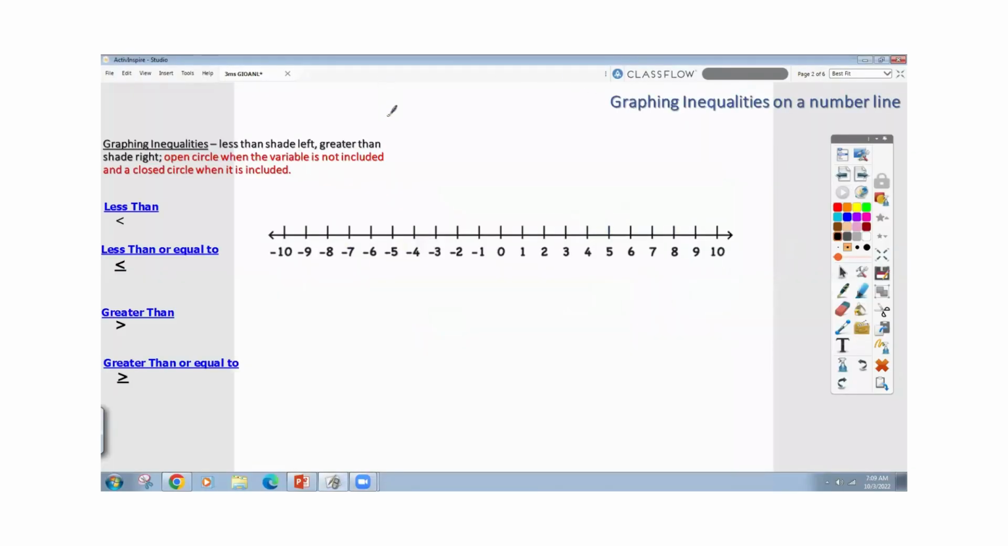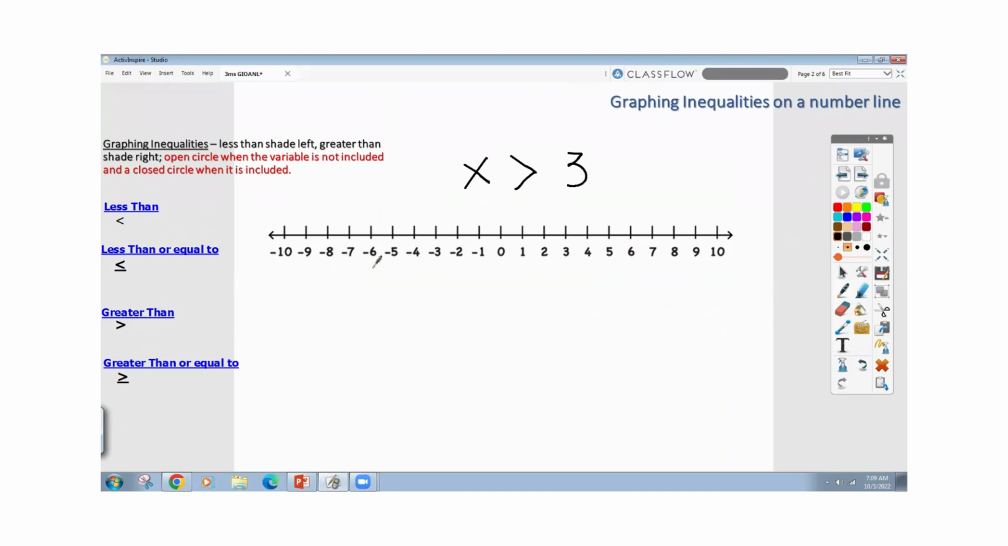Graphing inequalities on a number line requires you to know these symbols. What you're going to see is problems that look something like this. They'll say x is greater than 3. And because we are going to use these symbols, you need to be very familiar with them. When there is no line underneath this, this is just a greater than sign.